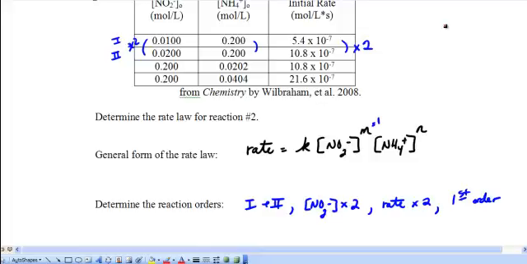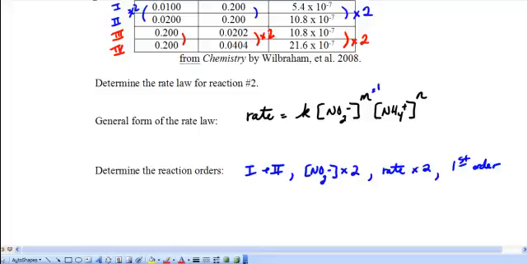Now we need to take a look at the ammonium. In order to figure out the ammonium, we're going to have to observe number 3 and number 4. Because in number 3 and number 4, the nitrite stays the same, so we don't have to worry about that. But here's where the ammonium doubles. So this is times 2. Now let's compare the rates between those two experiments. You go from 10.8 times 10 to the negative 7 up to 21.6. So that also doubles.